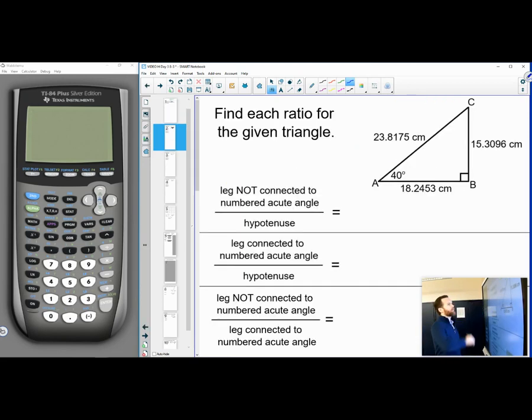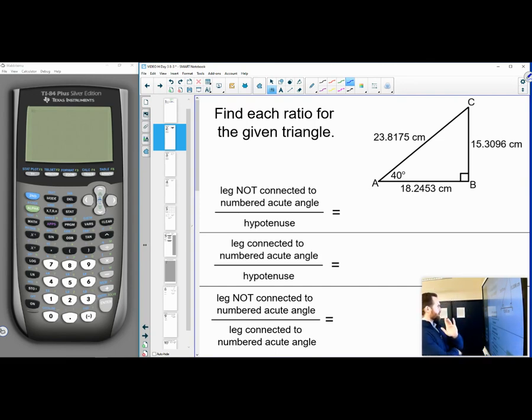So let's take a look at what we're going to start with. We're not going to start this video with an example or a definition or any vocab or anything like that. We're actually going to start with an activity where you're going to be finding each ratio for the given triangle. I'm going to do the first one with you so you can follow along, but after that, it'd be good to pause it and try the rest on your own. That's how you get the most out of this activity. But let's jump right in.